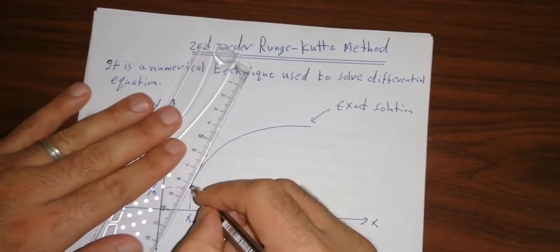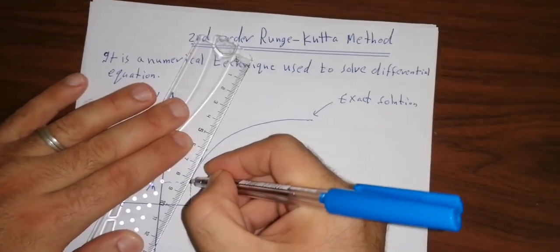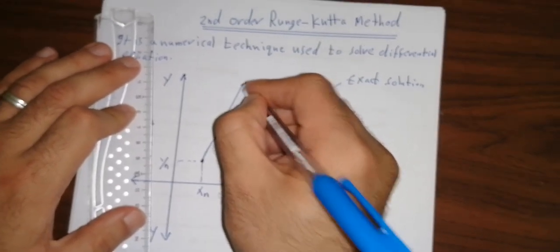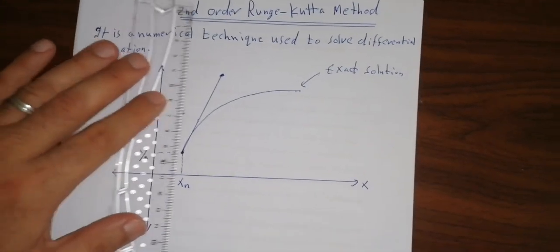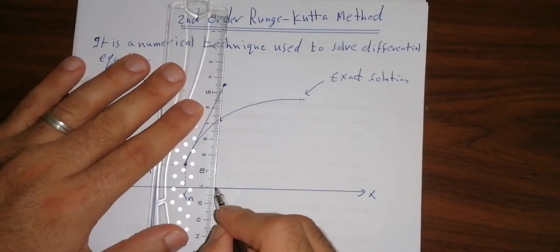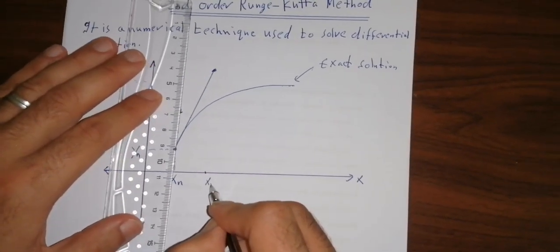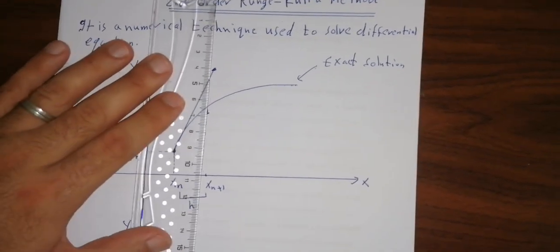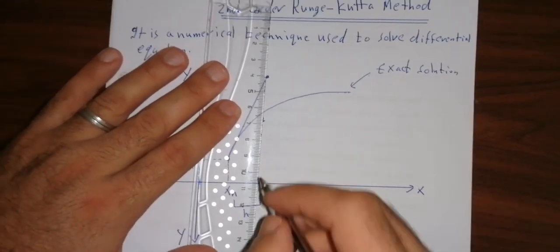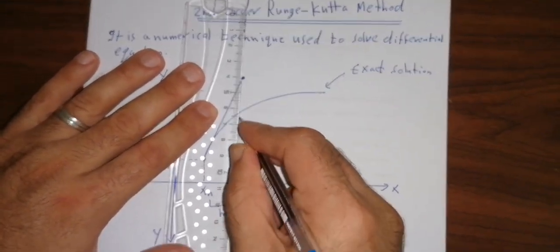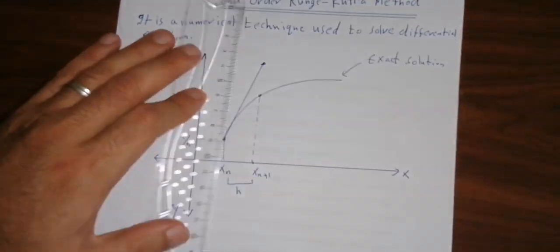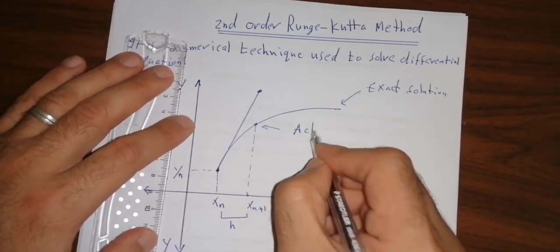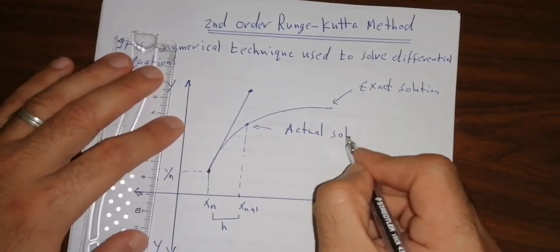We come here to see we make a slope. And this represents here the step change xn plus 1. This represents h, the step change. For example, at this point it represents the actual or exact solution.